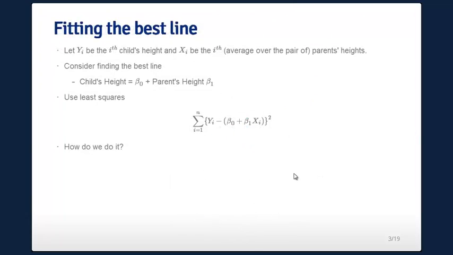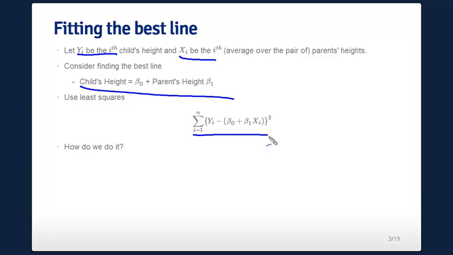So let yi be the ith child's height and xi be the ith parent's height, which is the average with the correction that we talked about previously. We'd like to use parent's height to predict children's height, and we're going to try to do it with a line. Child's height is beta naught plus parent's height times beta 1. And to find that line, why don't we use so-called least squares?